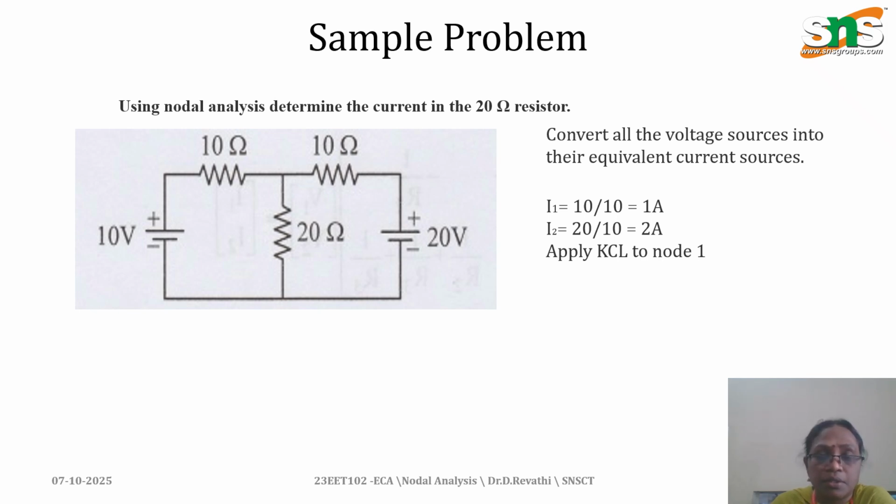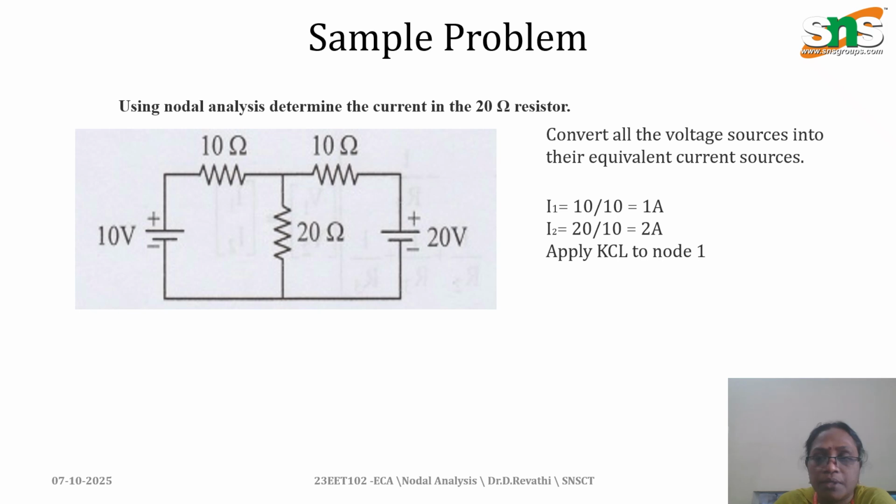How to convert into a current source: normally the source, that is the battery, consists of an internal resistance. Whatever the value of the source, that is not a concern. So I is equal to V by R. Here V is 10 volts and the resistance is also 10, so I1 is equal to 10 by 10, which is 1 amp. Here also the 20 volt supply source consists of an internal resistance of 10 ohm, so V by R is 20 divided by 10, which is 2 amps.